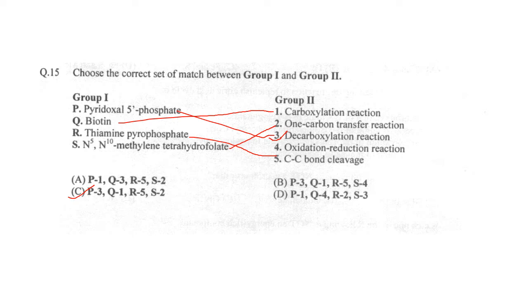Next, biotin. Biotin is involved in carboxylation reaction. Then thymine pyrophosphate. Thymine pyrophosphate is mainly CC bond cleavage. And N5, N10 methylene tetrahydrofolate is for 1 carbon transfer reaction. So answer is option C.